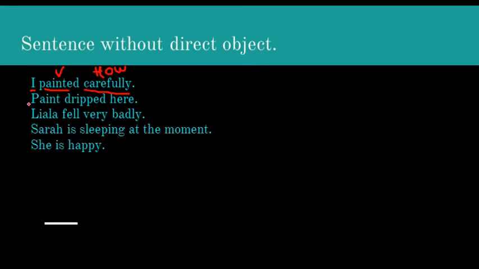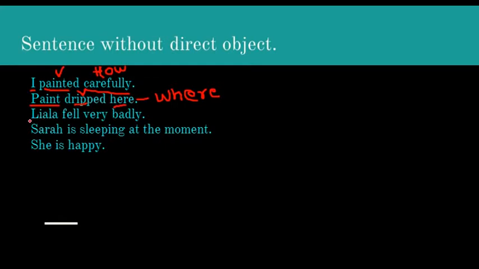Next example, paint dripped here. In this sentence, paint is subject. Dripped is verb. The word here is giving us information where. Therefore, in this sentence, we don't have direct object.